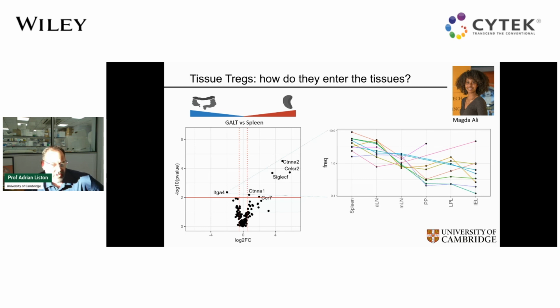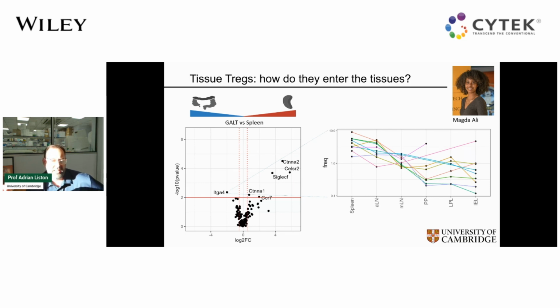Now, if we look at the gut entry, it's really a single integrin that seems to dominate the effect here, ITGA4. And we can see that the cells that have got a knockout of ITGA4 are quite present in the spleen. They're present in regular lymph nodes, or the axillary lymph node, but they're a bit lower in the mesenteric lymph node that drains the gut, and they're much lower in the Peyer's patches, the LPL, and the IEL.